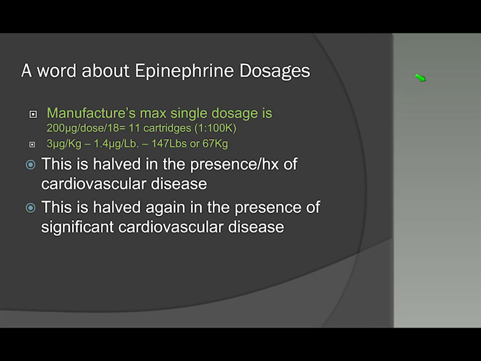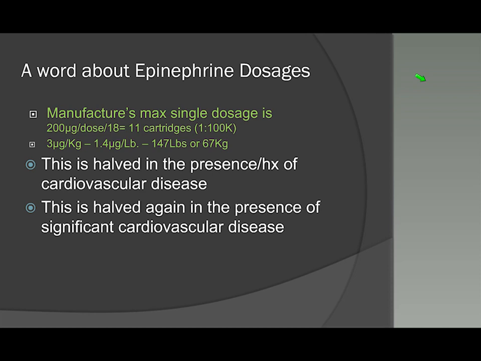So a word about epinephrine dosages. The manufacturer's single maximum dose is 200 micrograms per dose. That's 11 cartridges when you do the math there. And if you do some reverse algebra, you see that's about a 150-pound person. And that's going to be a repeating theme with these local anesthetics, is all these calculations are based on about a 150-pound person. And that is interesting, and it's important because I find myself treating a fair number of people who come in under that 150-pound benchmark.